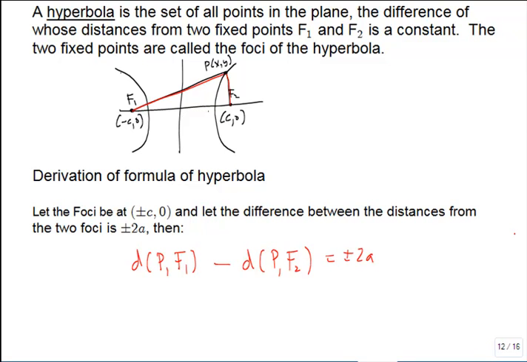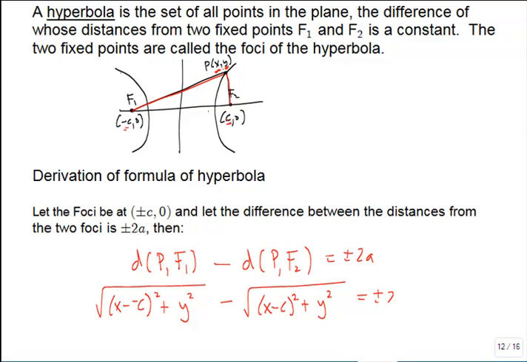And then what you would do to figure this out is you would actually compute those differences. So this distance would be the square root of the difference in the x's, so x minus negative c, quantity squared, plus this y minus 0, which would just leave it as y. And then over here you would do the square root of the difference in these two x's, so x minus c, quantity squared, plus this y minus 0, which is just going to stay y. So it's very, very similar to the ellipse.